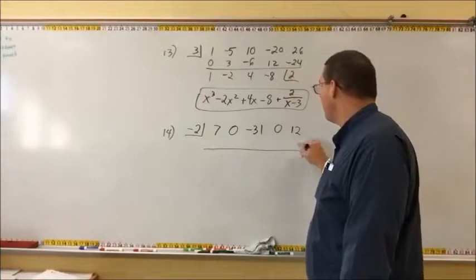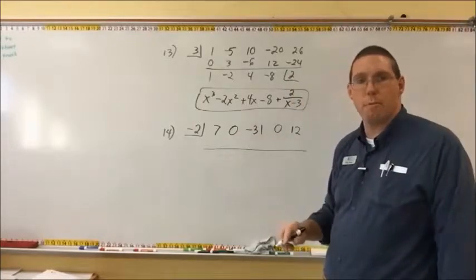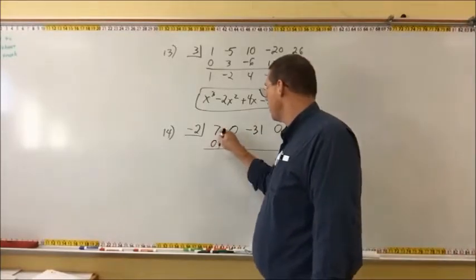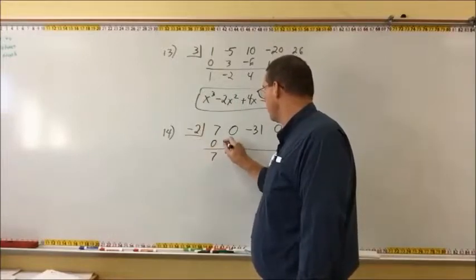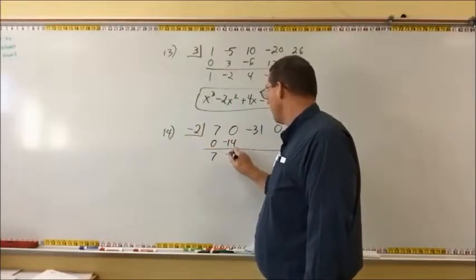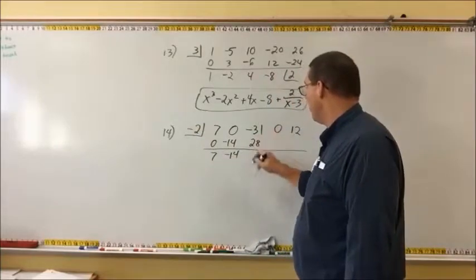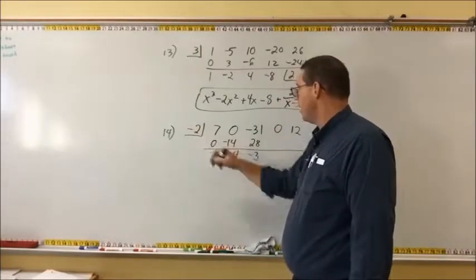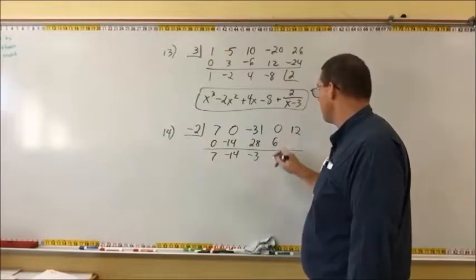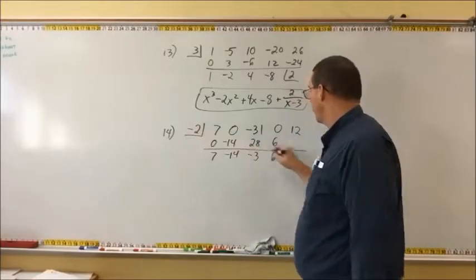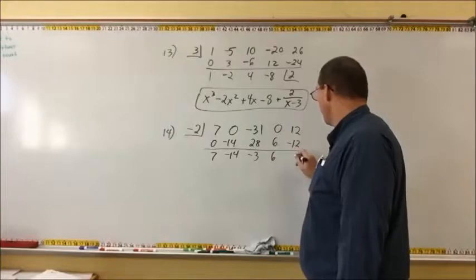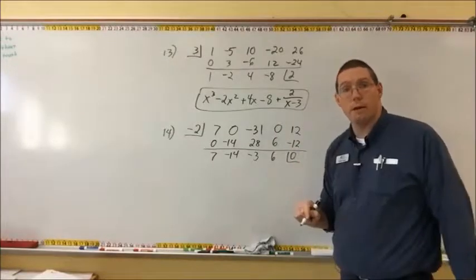So please do not forget your 0 placeholders. So now I'll put a 0 here. 7 plus 0 is 7, times negative 2 is negative 14, plus 0 is negative 14. Negative 14 times negative 2 is positive 28. Minus 31 is negative 3. Negative 3 times negative 2 is positive 6. 6 plus 0 is 6, times negative 2 is negative 12. Plus 12 is 0. We have a remainder of 0 here.